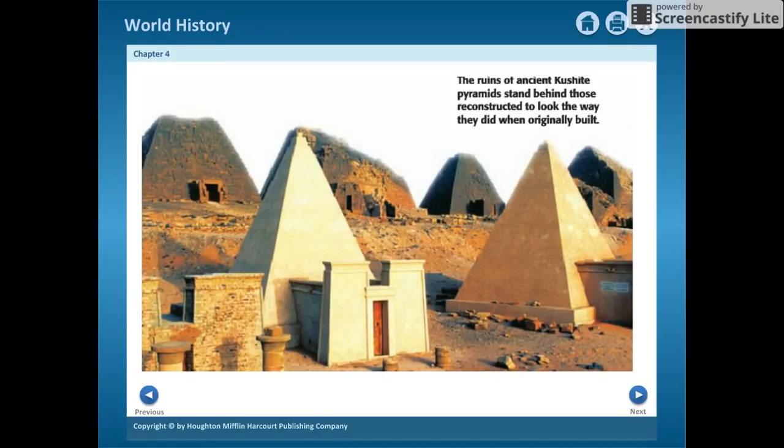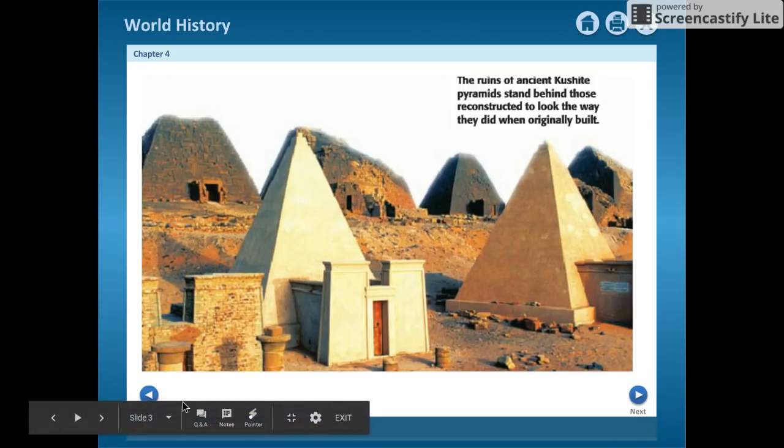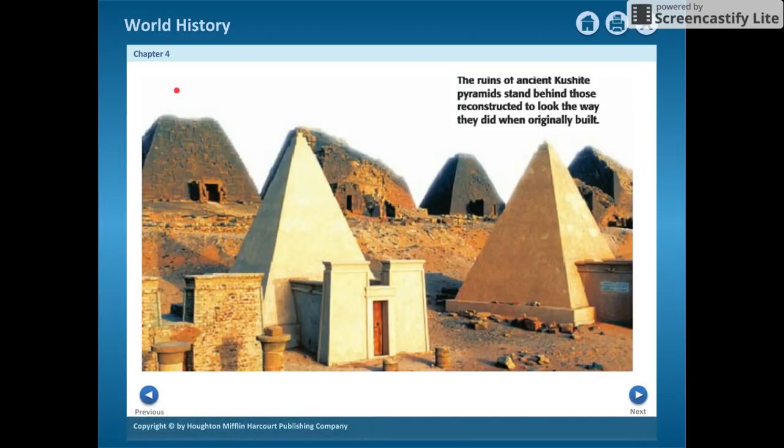This is just a picture. The ruins of ancient Kushite pyramids stand behind those reconstructed to look the way they did when originally built. So these are the old ones, and you can see they're falling apart, and obviously over time they've deteriorated. Here you have pyramids that they reconstructed to look like what the pyramids would have looked like a long time ago, thousands of years ago.